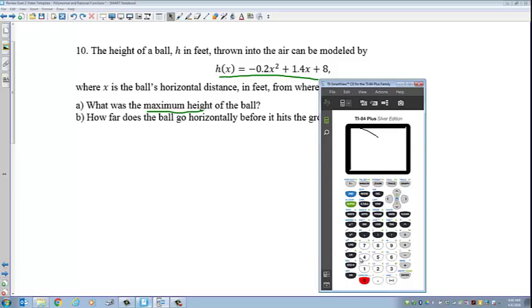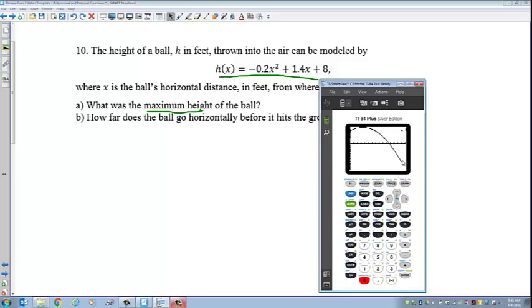The ball should go up and come down. It looks like I went way too far to the right, so I need to change this window. Let's go to 10 feet, and zoom fit. There it goes. That's much better. So it comes up, comes down, right over there. I might even want to go to 15 feet because I saw it hit the ground there, and we'll go a little bit further. All right, so it goes up, comes down.